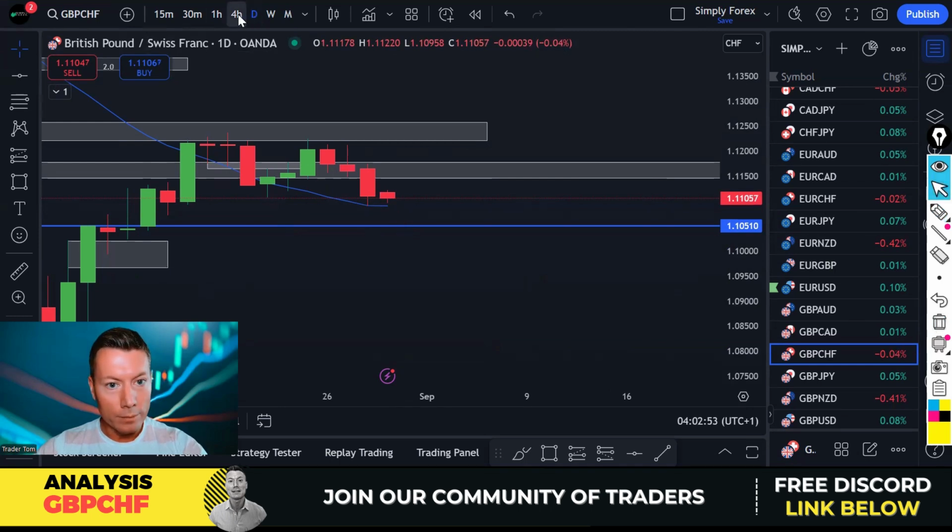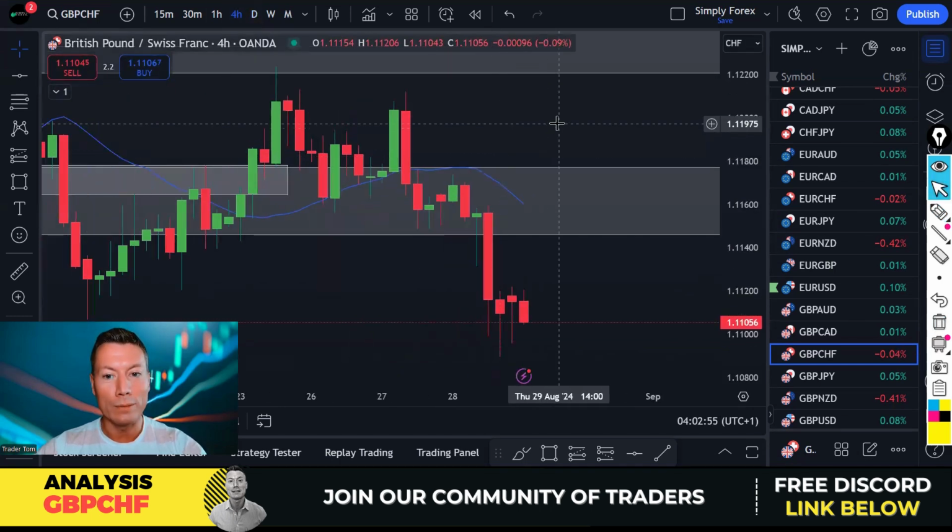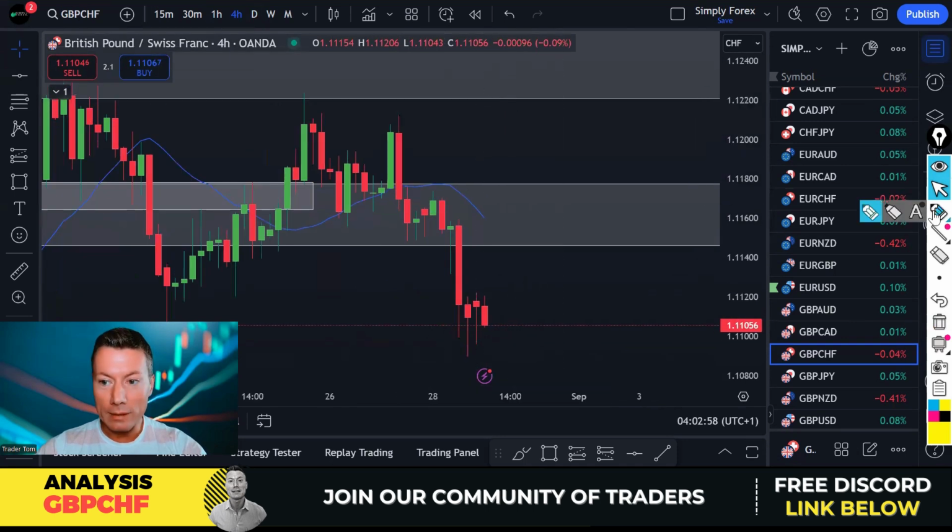So what I'm looking for, you've guessed it, value. We just want to retrace. So if we get a retrace potentially back up to this grey zone here, moving average 20 catches up, I think this would be a good level for selling as well. All right, guys, so they're my trade ideas.